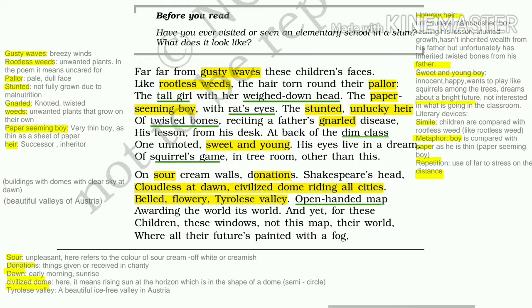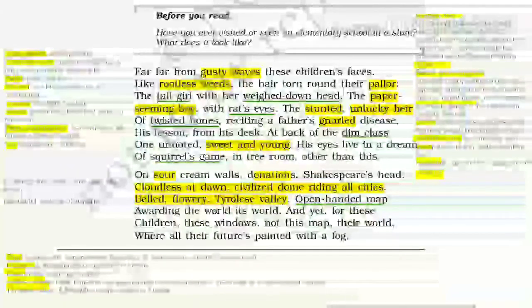And why is he called unlucky here? Because he would inherit nothing. We usually get what from our parents? We get property, we get wealth, we get legacy. But this child is unlucky because he is not going to get anything like this, but he will inherit poverty, disease, and despair from his parents. So that is why he is unlucky. And what is he doing? He is reciting a father's gnarled disease, his lesson from his desk.